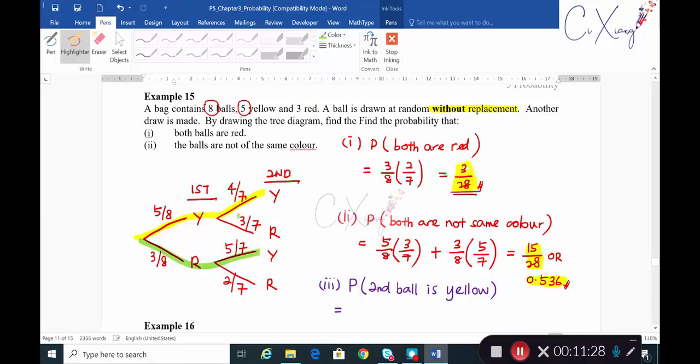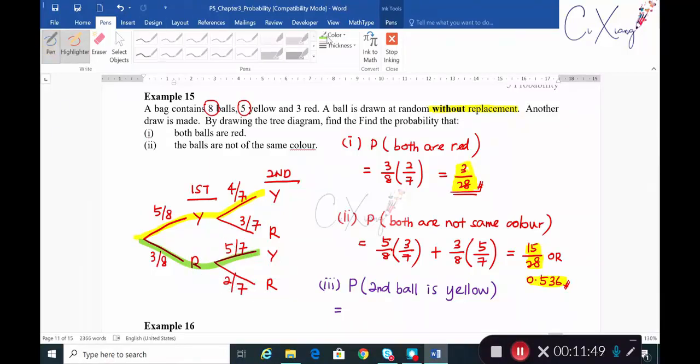So these two pathways belong to the event that the second ball is yellow. No matter how, the small rule of this tree diagram tells you that to get the probability, you must always start from the beginning of the tree diagram. You cannot start from the middle or the second layer of the tree diagram.